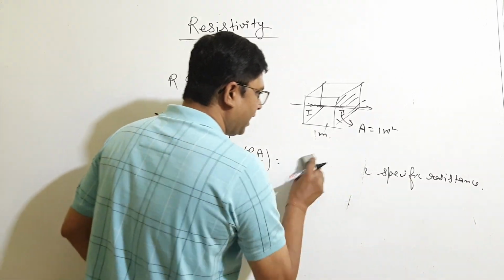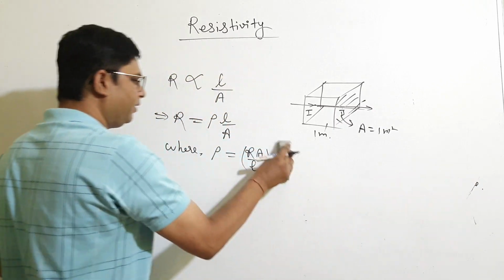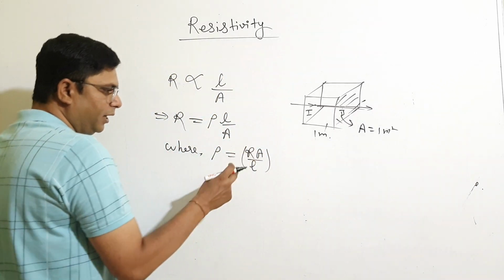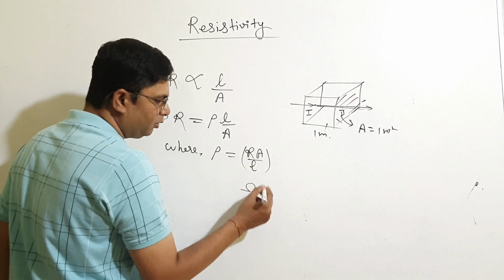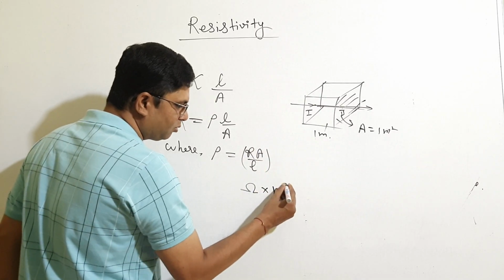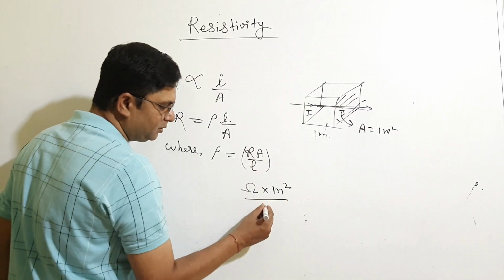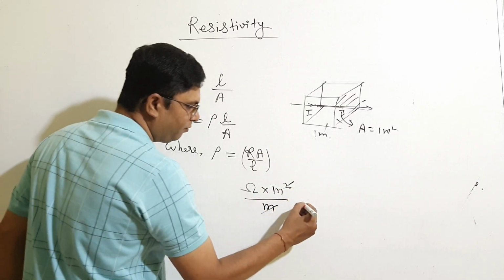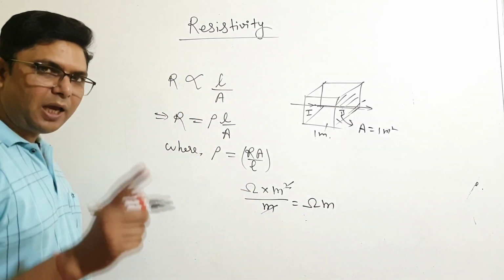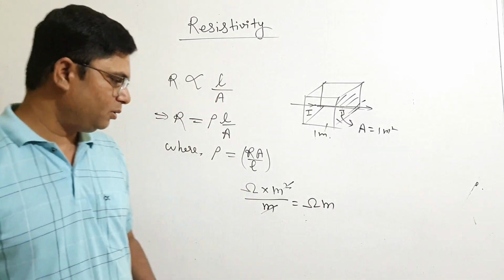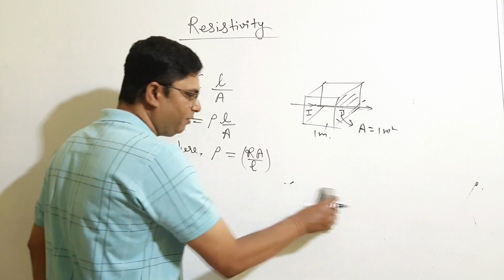Now you are going to understand the unit of resistivity. Here the unit of R is ohm, the unit of A is meter square, and the unit of L is meter. So you have ohm meter. The SI unit of resistivity is ohm meter.